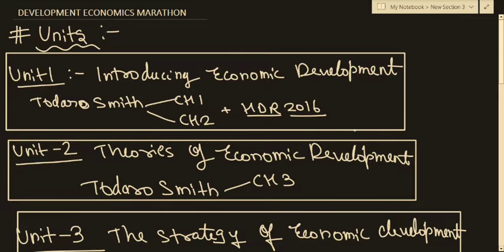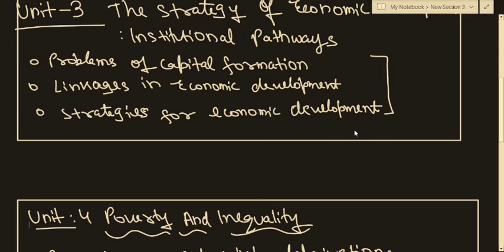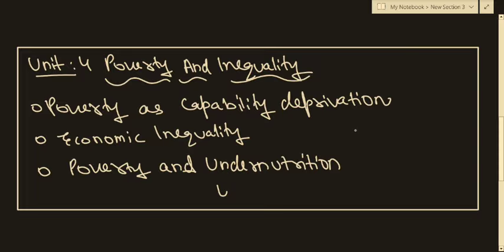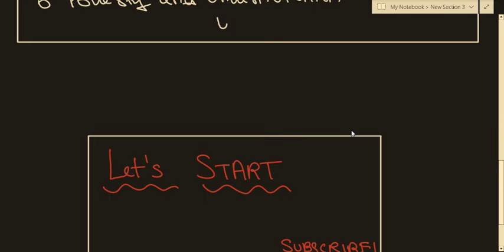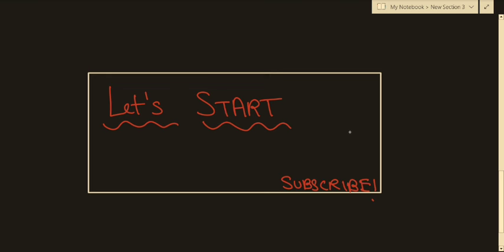We have 4 units. The easiest one, according to me, is Unit 4, Poverty and Inequality, which will definitely give you around 15 to 18 marks in the paper if you prepare it well. Okay, so let's start our one-shot marathon.